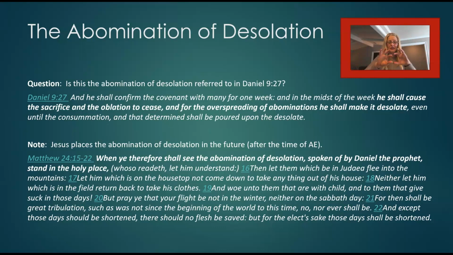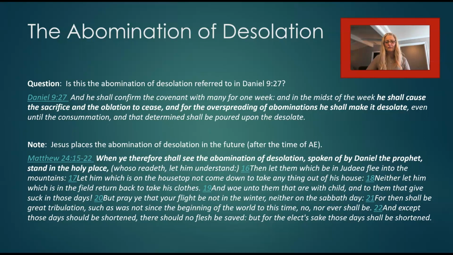So either they are talking about two different things, or Daniel 11:31 is referring to someone other than simply Antiochus Epiphanes. Now, Jesus confirms this timing in his Olivet Discourse, placing the abomination of desolation in his future.